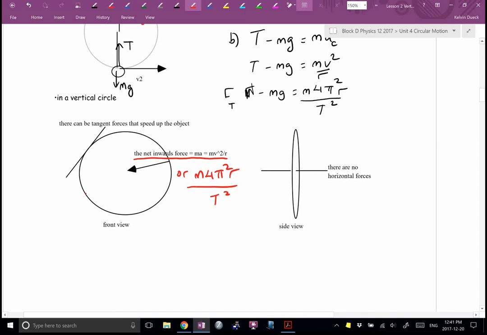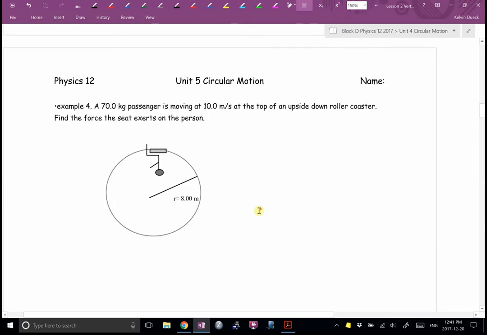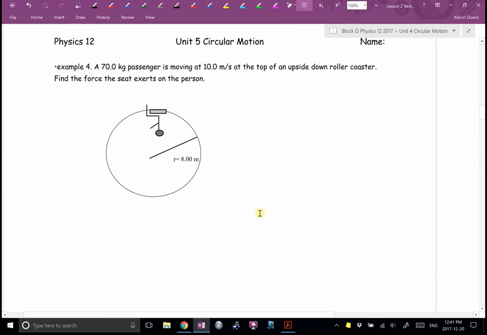So what are some kinds of questions I'll throw at you? Well, Ferris wheels and or roller coasters is going to be at least one of those. Oh, skateboard ramps are circular as well. So, example 4. Turn the page. I like this question. For all of these, though, I'll always reserve the right to reverse this question.